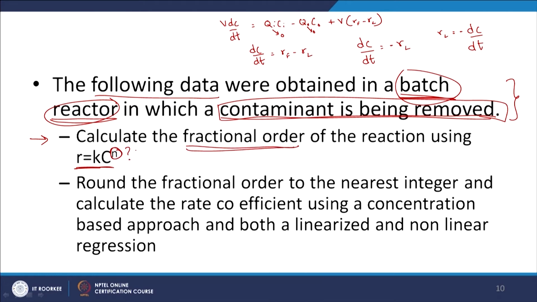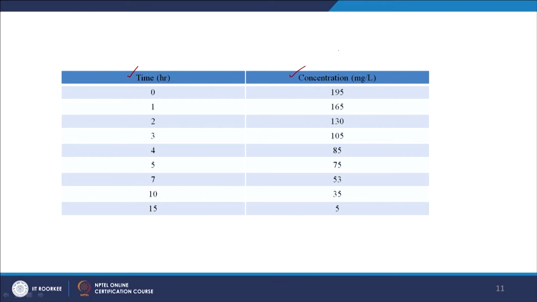I do not know what this is, I just have the data for concentration and time. So, this is the data that we have, time in hours and concentration in milligram per liter, let us say. But I need to be able to calculate the order of that particular reaction. So, how do I go about that now?